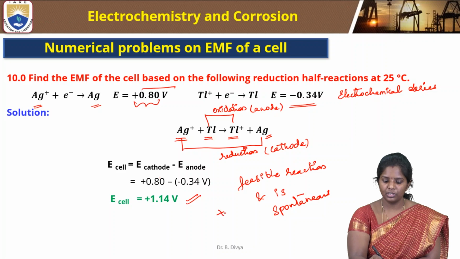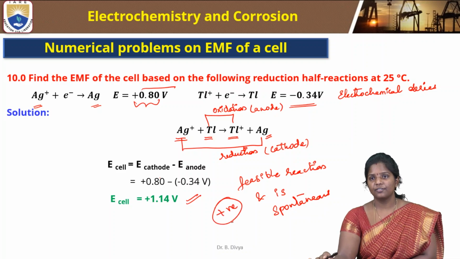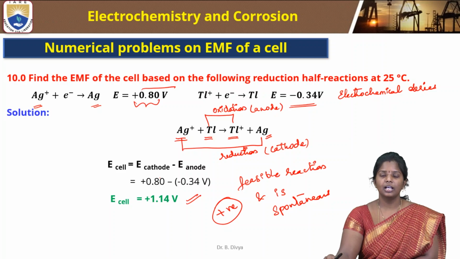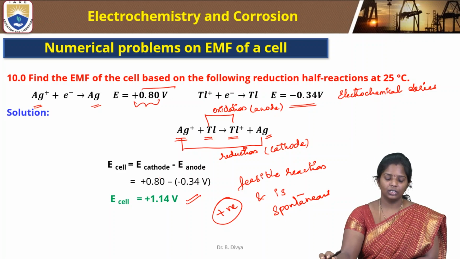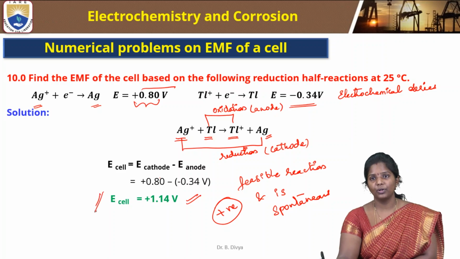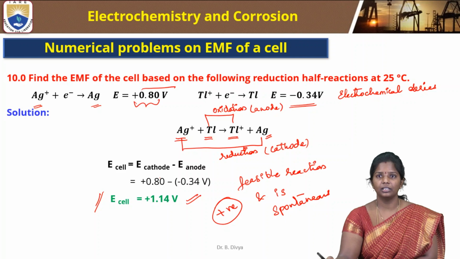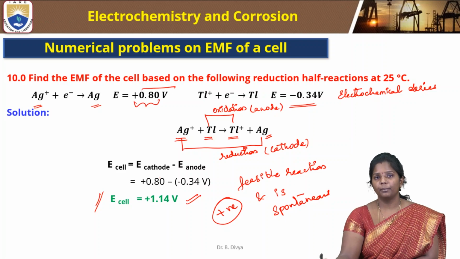Whenever we obtain a positive value, the reaction is feasible. The reaction can take place and it is spontaneous in nature. It means as soon as we connect, the reaction can take place. So the potential is also very important. The potential here is very good, plus 1.14 volt, when compared to the previous example where we got around 0.23 volt. As soon as we connect the cell, the oxidation and reduction reactions will take place, and it will give rise to some voltage or current.